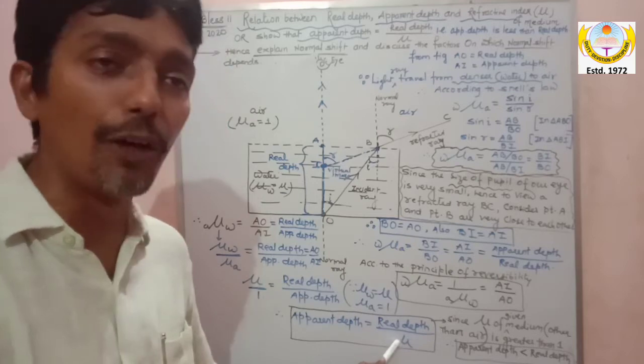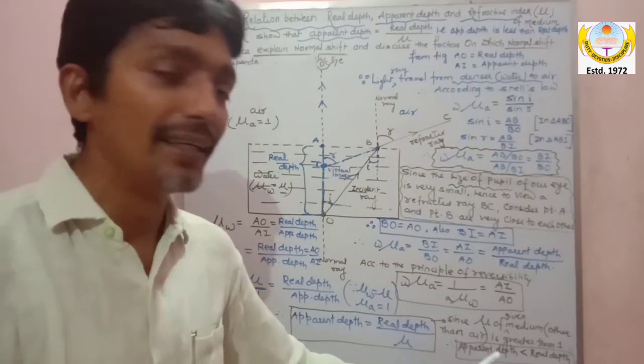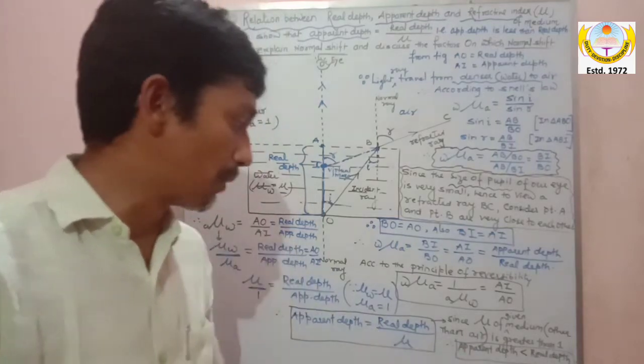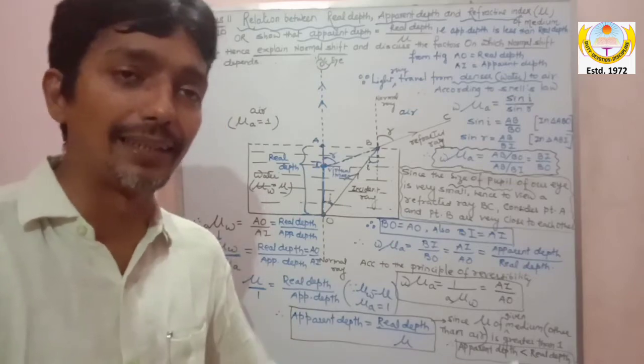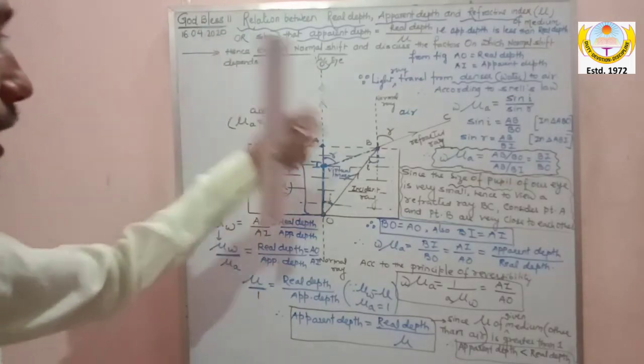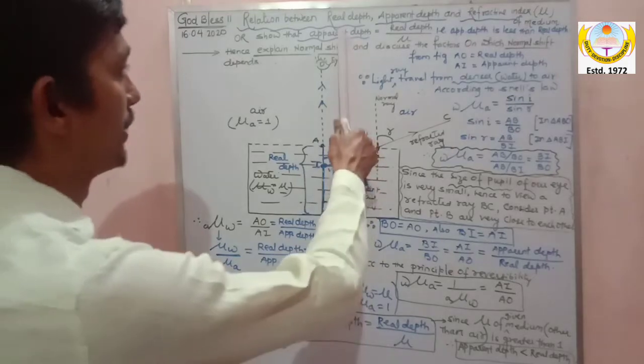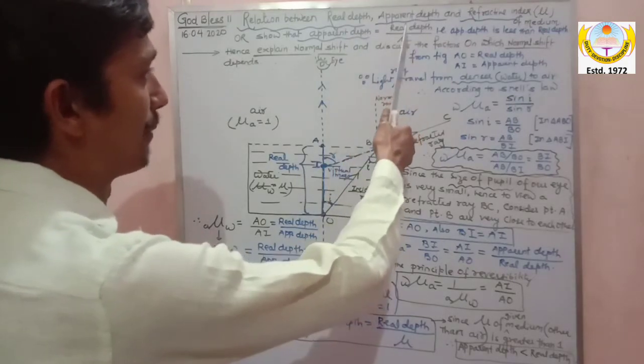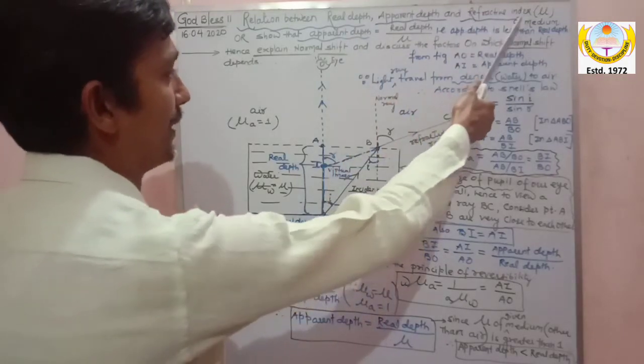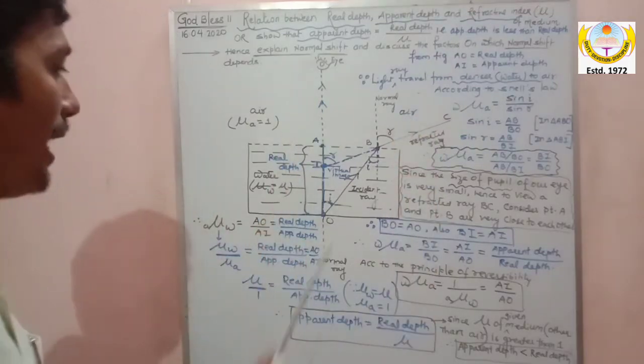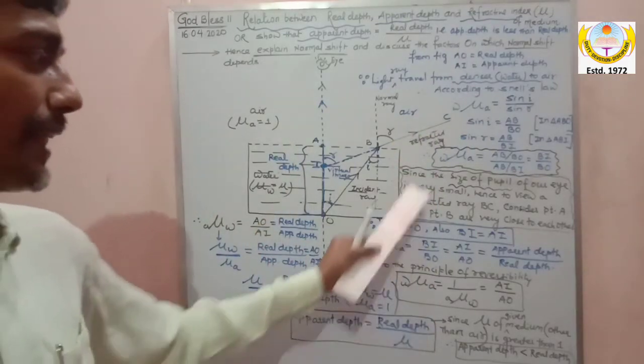So why is the apparent depth less than the real depth? Because mu of any medium other than air is greater than 1. So apparent depth of course will be less than the real depth. This is all about this question, that apparent depth is real depth divided by mu, or apparent depth is less than real depth. This is the concept. I hope the concept is clear. Please take care of this concept.